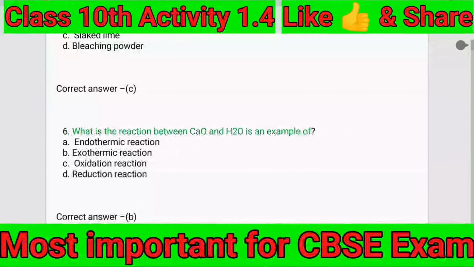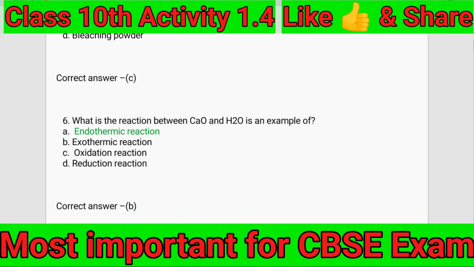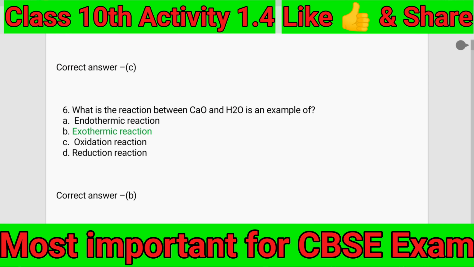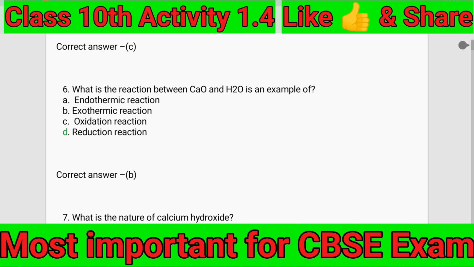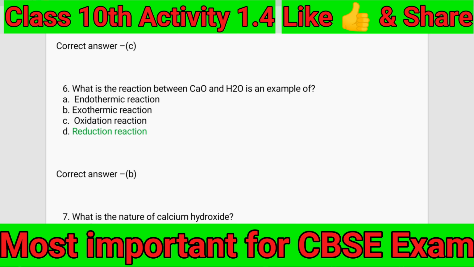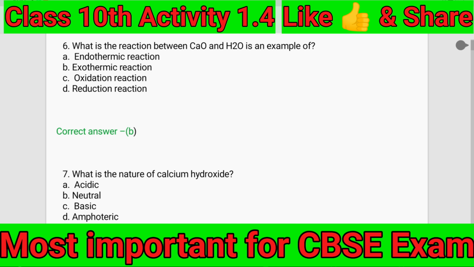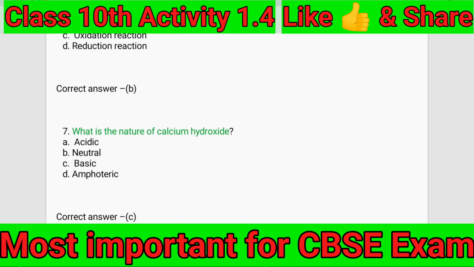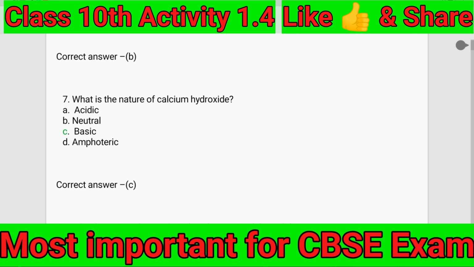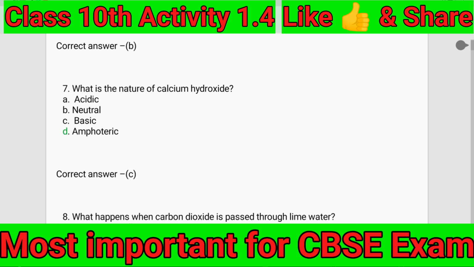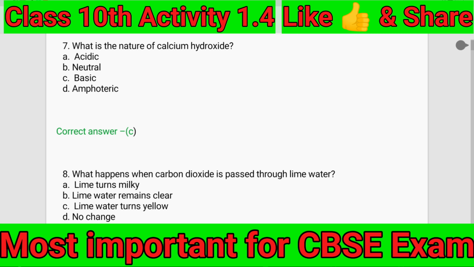6. The reaction between CaO and H2O is an example of? A. Endothermic reaction. B. Exothermic reaction. C. Oxidation reaction. D. Reduction reaction. Correct answer, B. 7. What is the nature of calcium hydroxide? A. Acidic. B. Neutral. C. Basic. D. Amphoteric. Correct answer, C.